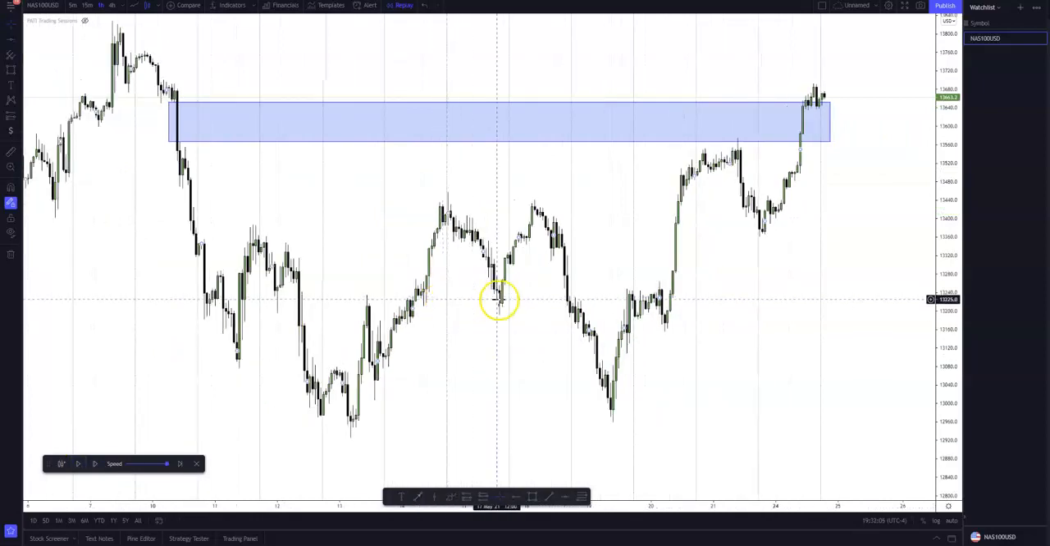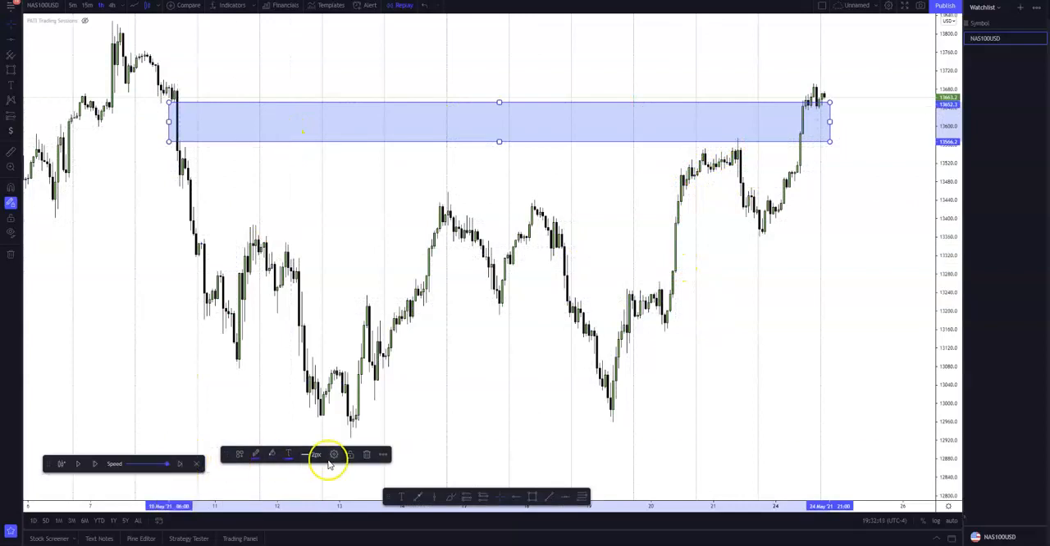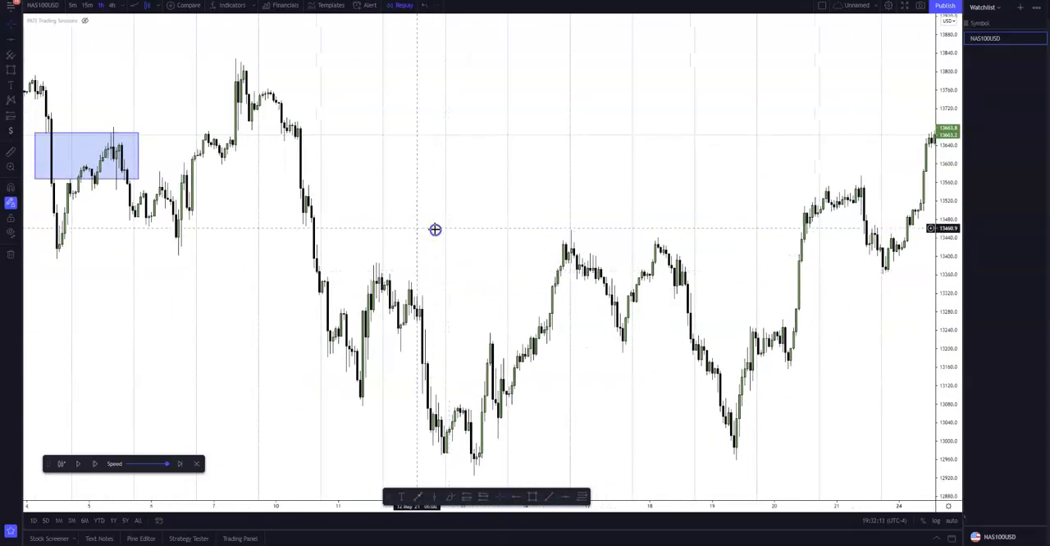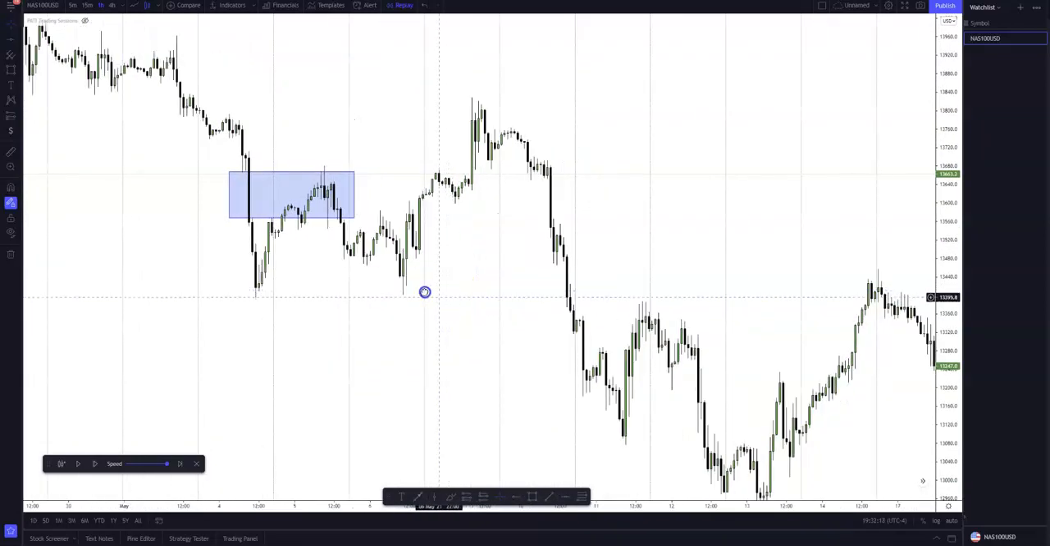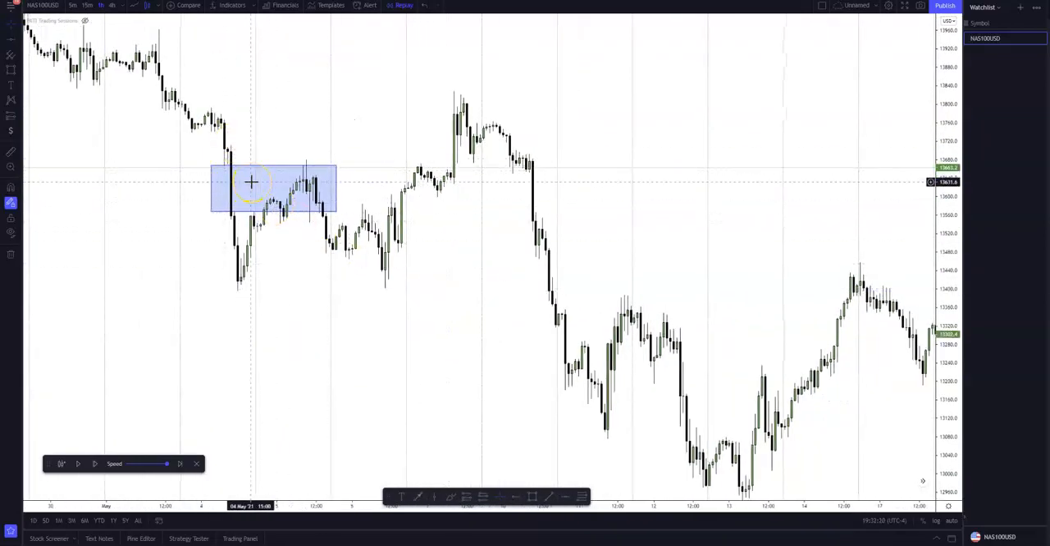Boom. Finally gets it. So these unfilled areas, it had to get filled. And I love it when it's unfilled and it's dropping.